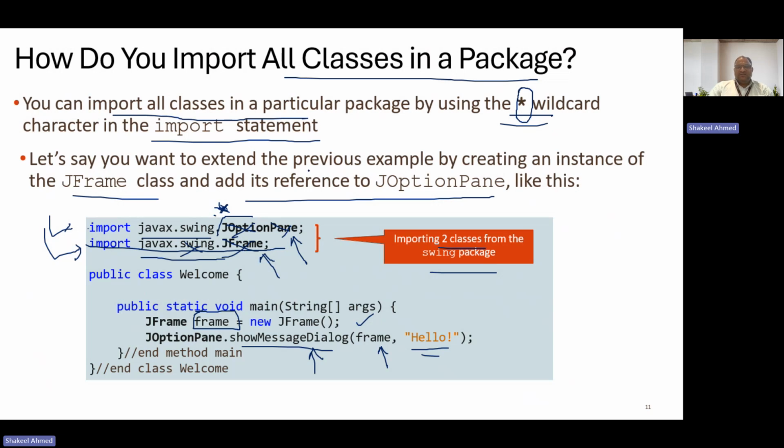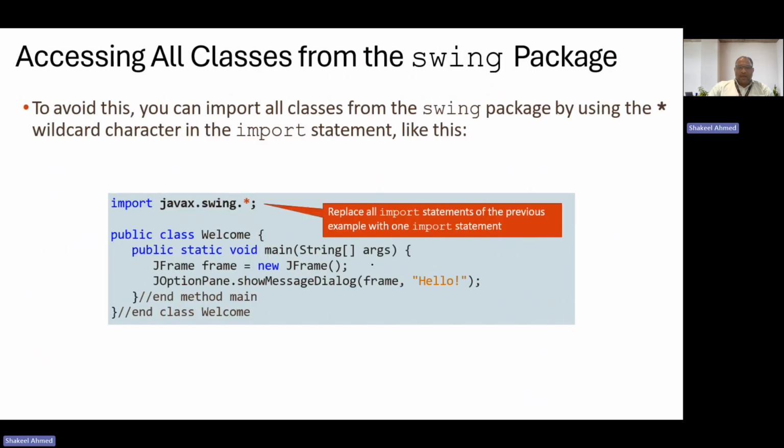So we use the classes that we are going to use in our program; you can directly use it here. Yeah, that was the one I was talking about. To avoid this, you can import all classes from the swing package by using the wildcard character in the import statement like this, in the same program. It replaces all the statements in our previous program with only one import statement.